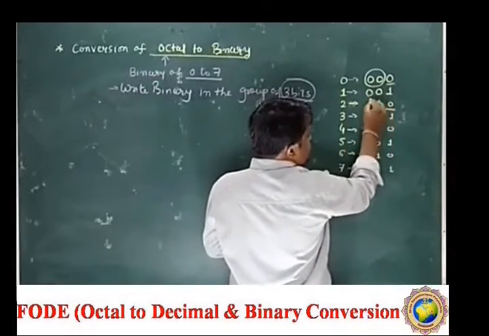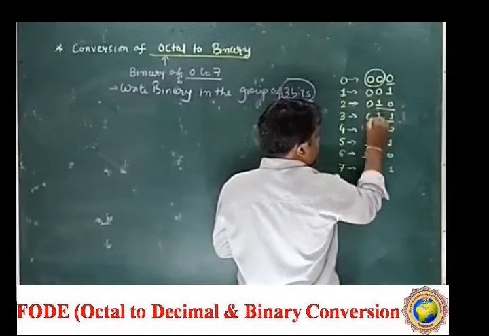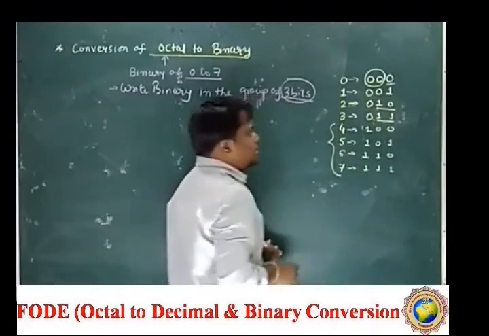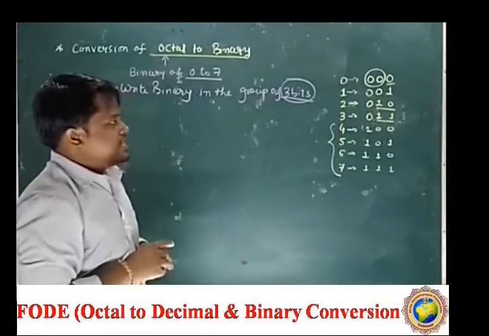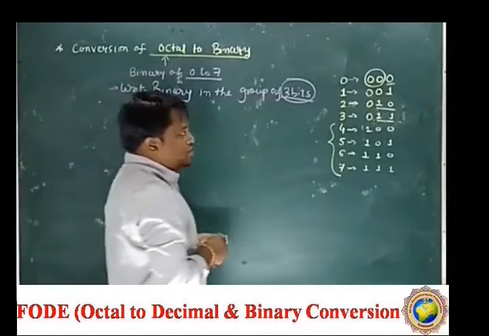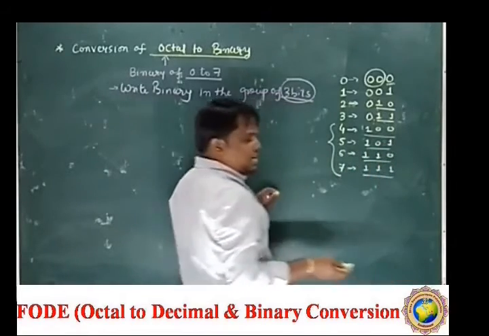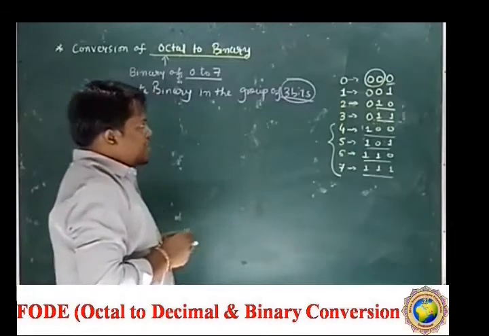Here 2 bits are there, so we have to put only one 0. Here 2 bits are there, and this has 3 bits, so there is no requirement to put the extra 0. It is in the group of 3 bits, so there is no requirement to write down the extra 0.